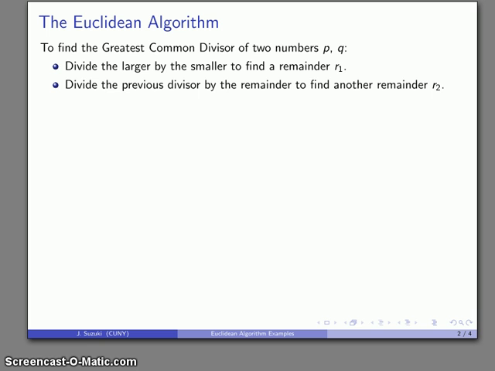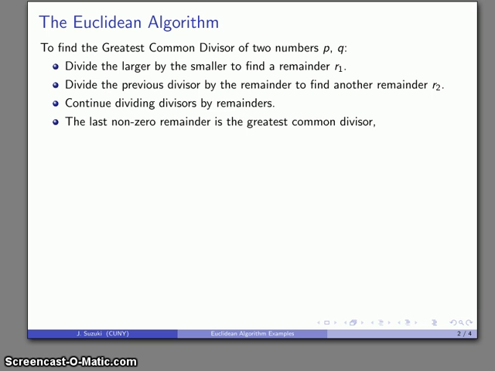And then I'm going to divide the previous divisor by the remainder to get another remainder. And I'm going to continue dividing by each remainder to find new remainders. And if I keep doing this, the last non-zero remainder I get is going to be the greatest common divisor of the original two numbers. Now, that's the thing that makes this an algorithm, where if we continue to apply this mindlessly, we will eventually arrive at the greatest common divisor.